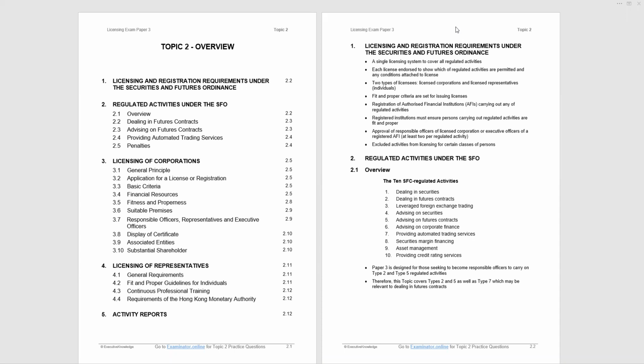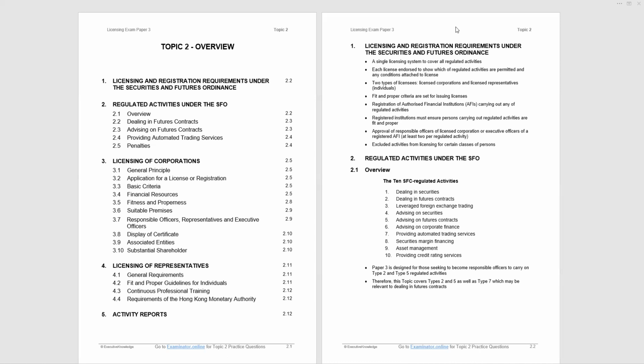So what have we got under topic 2? The licensing and registration requirements under the Ordinance. So we have to follow the law. We'll look at the regulated activities specifically for paper 3: dealing in futures, advising on futures contracts, and providing automated trading services. Then we'll look at the licensing of corporations and everything that has to be done, and then the licensing of representatives. Now, the licensed corporations, not surprisingly, first of all have to have the license, and then everyone working for that corporation that is involved in a regulated activity, they are the representatives. They must also be licensed.